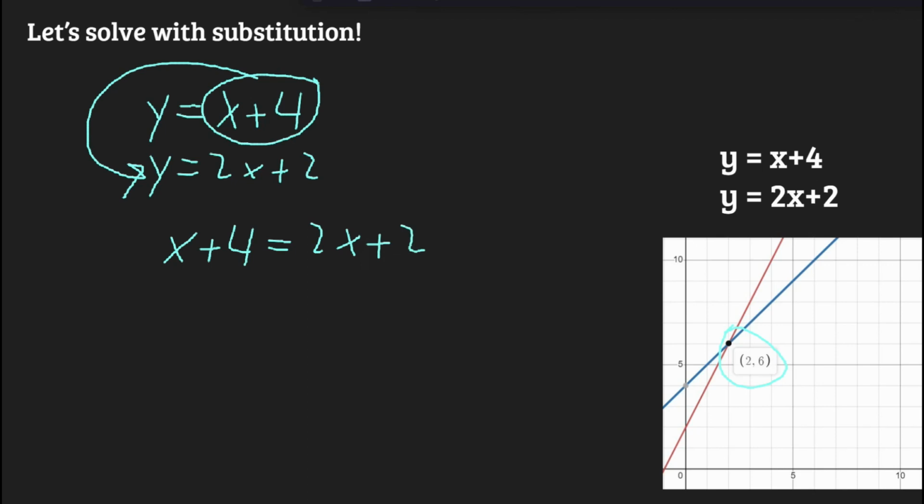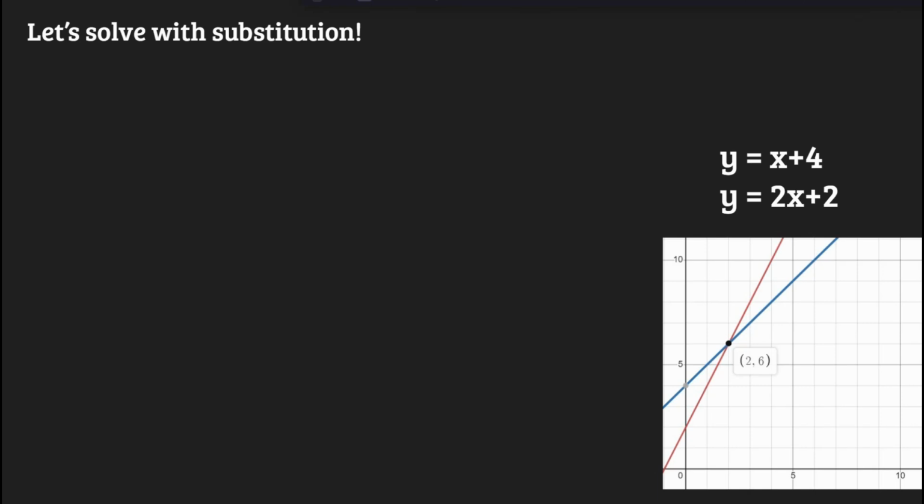Let's subtract x from both sides here. So 4 is equal to x plus 2. And then subtract 2 from both sides here. And I'll get 2 is equal to x, or x is equal to 2. And now I can just solve for y, just like I did with the elimination demonstration. And I'll show you how to solve for y this way too, if we wanted.